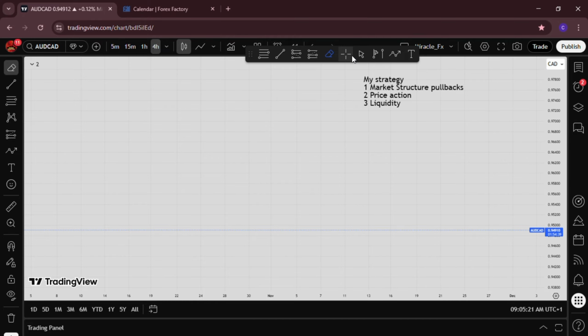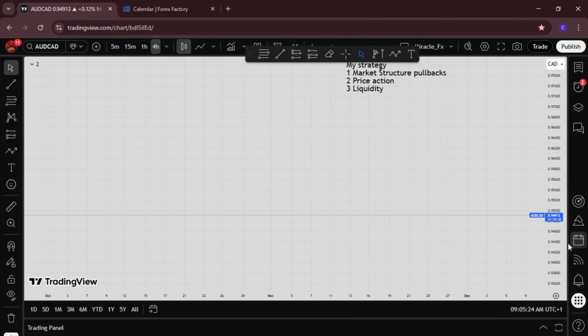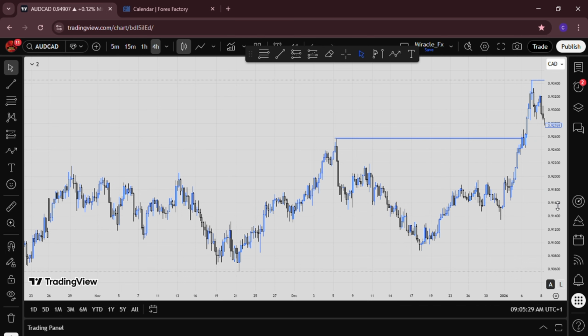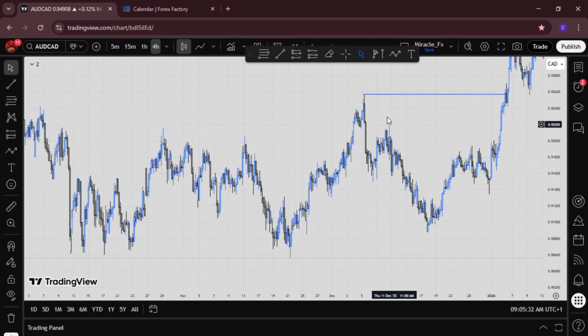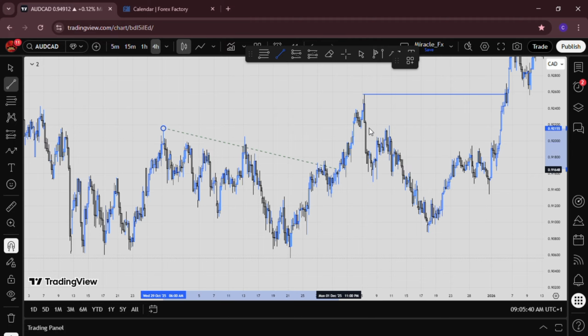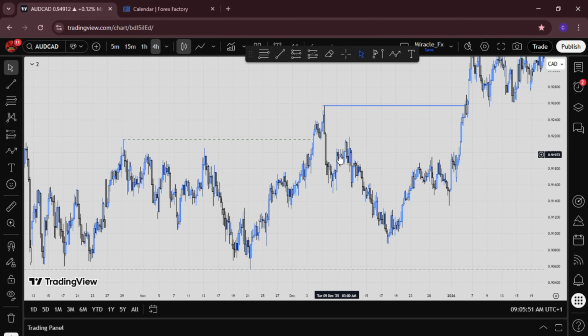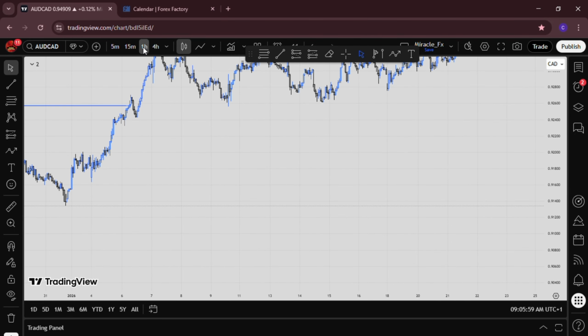Okay, so this is AUD CAD. Let me give an example. This is the 4-hour time frame. Here is a break of structure to the upside, so I'll be looking for sells. This is my strategy. I follow the trend, it's just that I trade the pullbacks. So I'm looking for sells on the lower time frame. I'll head over to the 1-hour time frame.